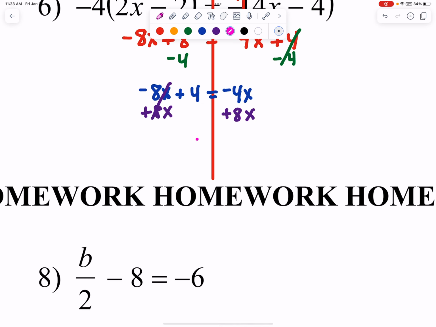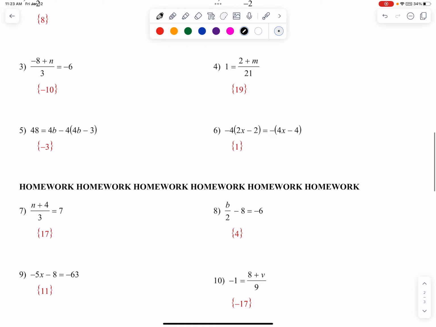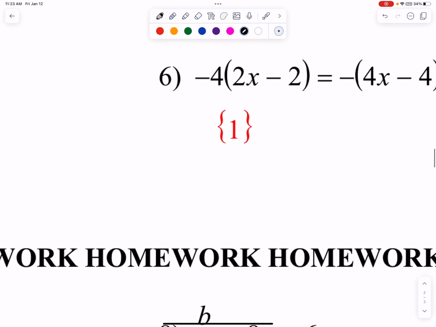And what do you have left over? We have a 4 equals. Different sign subtracts. 8 minus 4 is 4x. Keep the sign of the bigger. And there we go. Isolate the variable now. Divide 4 by both sides because we have an x times 4. That cancels out, and we're left with x equals 1. Let's check number 6 because I don't remember what it said. Yep, x equals 1. We're good.